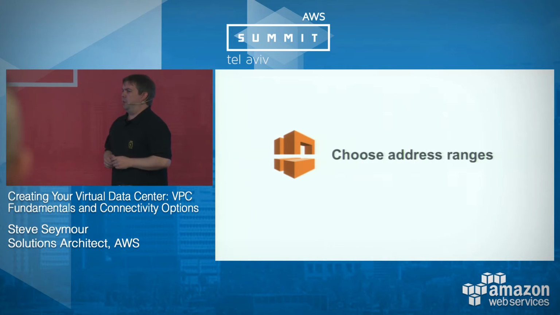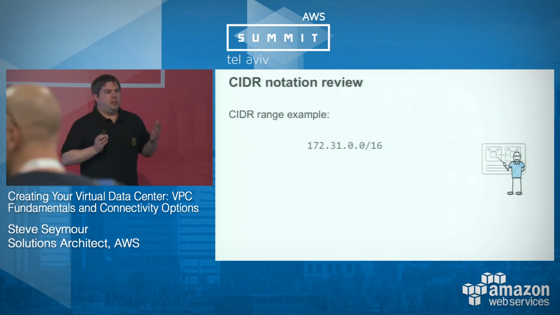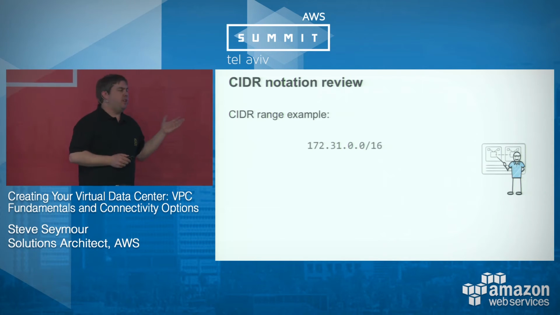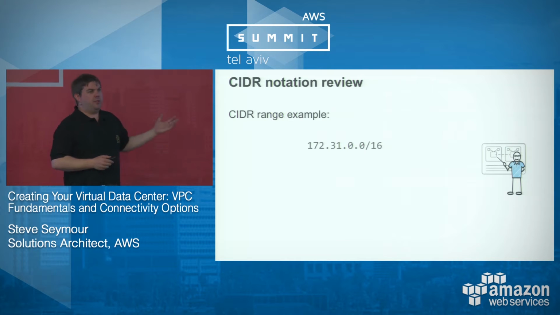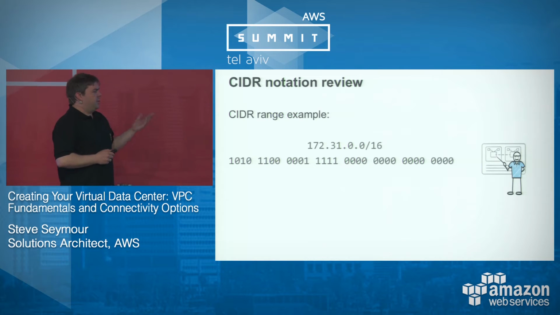Start with that important topic at the very beginning, choosing an address range. Okay, CIDR notation, classless interdomain routing. This is a way of representing an IP address range that we're going to use throughout this presentation. If you're not familiar with it, this is what it means.